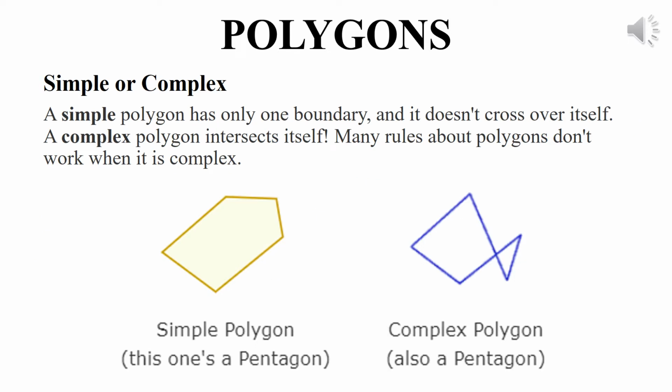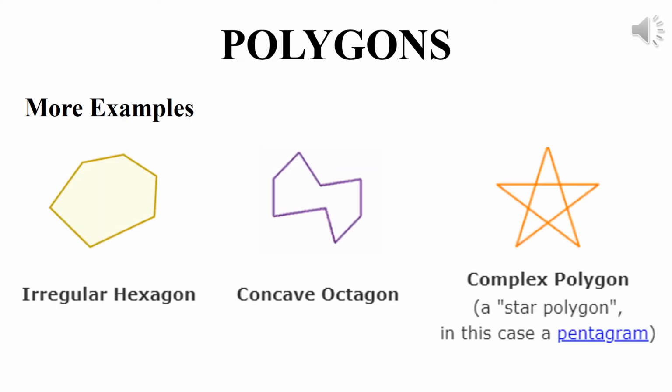Simple or complex. A simple polygon has only one boundary, and it doesn't cross over itself. A complex polygon intersects itself. Many rules about polygons don't work when it is complex. More examples: irregular hexagon, concave octagon, complex polygon, a star polygon, in this case, a pentagram.